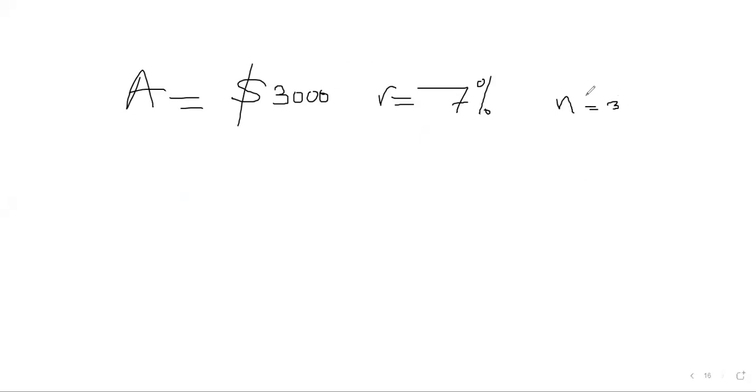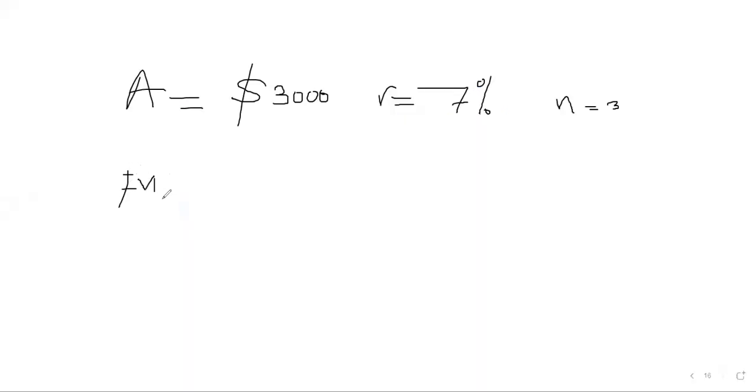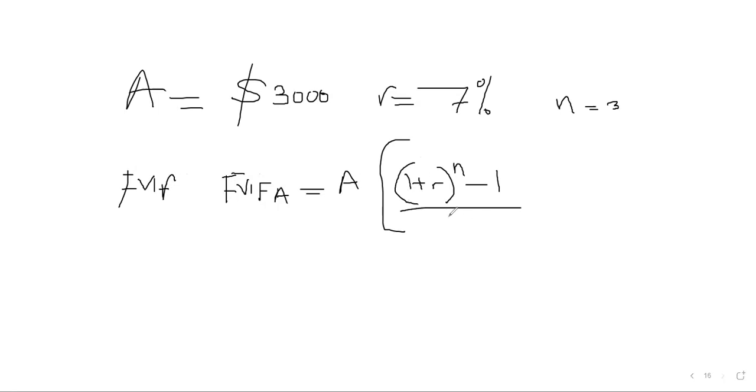Okay, so now, you can look at what they are asking us. Find the future value. So it's an ordinary annuity because the payments are made at the end. So the future value interest factor of annuity, you simply say is equal to amount times (1 plus R to the power N minus 1) over R. So here we are going to say amount is 3,000, so 3,000 times 1.07 to the power 3 minus 1.